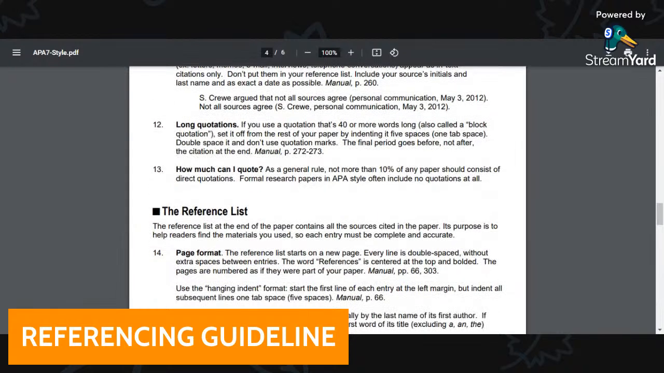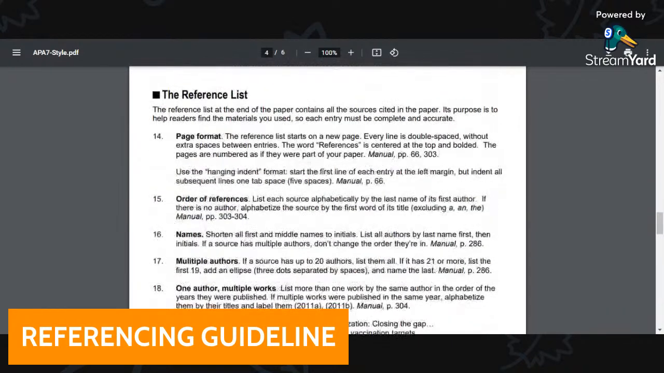The reference list: page format, order of references, names. Order of references, we have discussed that we should use alphabetical order, means A, B, C, D, like this. Names: shorten all the first and middle names to initials. Multiple authors: if a source has up to 20 authors, list them all. If it has 21 or more, list the first 19, then an ellipsis, and the name of the last.